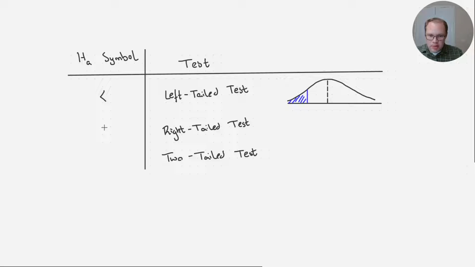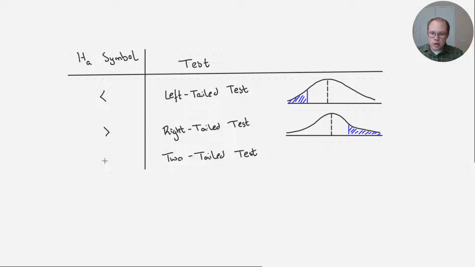If the alternative hypothesis has a greater than symbol, then we do a right-tailed test. Because we want to see if there's enough evidence to say, the population parameter isn't what the null hypothesis says it is, and in fact it's greater than that value. Larger values are to the right, and so we would look for the probability in the right tail.